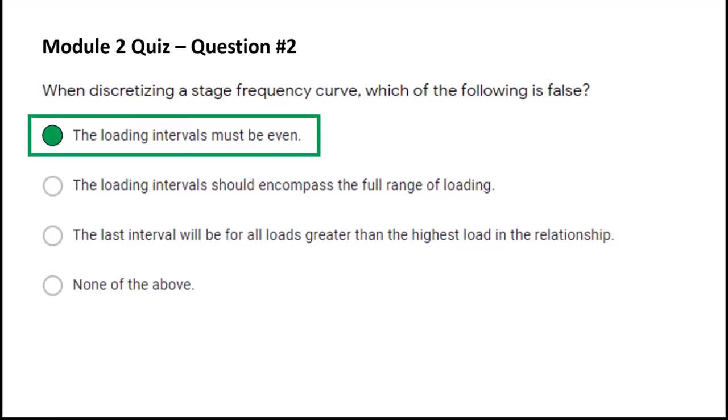It's always a good idea to look for places where you have inflection points in your system response, in your stage frequency curves, and in your consequences, and make sure that you have enough resolution around there. Depending on how many intervals you're using, you might want to tighten the intervals up around those particular points. Those next two options are both true. We want to make sure that our loading intervals go all the way up for the full range of loading. And then our last bin is going to be for an exceedance probability, so that's going to be for all loads greater than the highest load in the relationship.